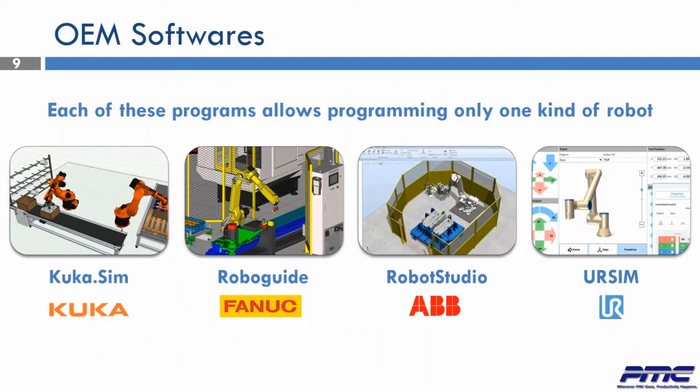Here I have some robotic simulation software options. These are provided by the robot manufacturers themselves. So we have KUKA Sim from KUKA, RoboGuide from Fanuc, RobotStudio from ABB, and URSim from Universal Robots. Each of these programs allows programming only one type of robot, only the models of its manufacturer.